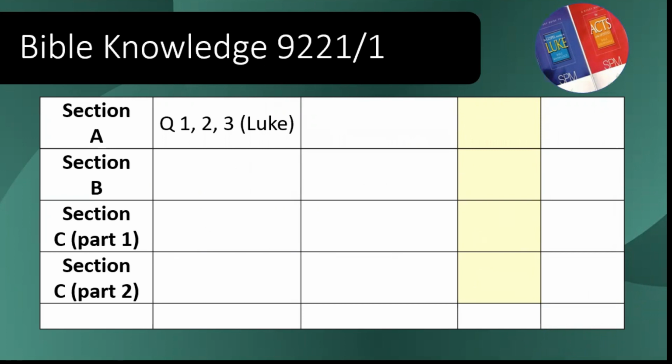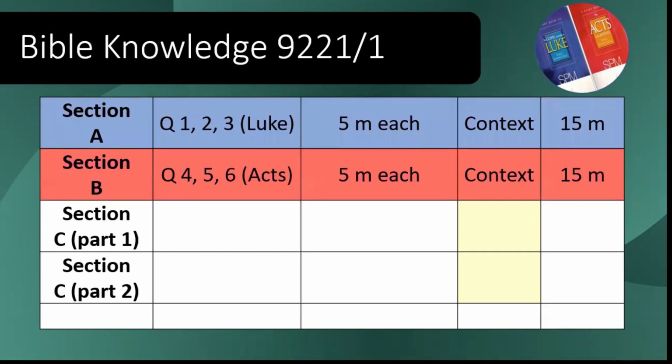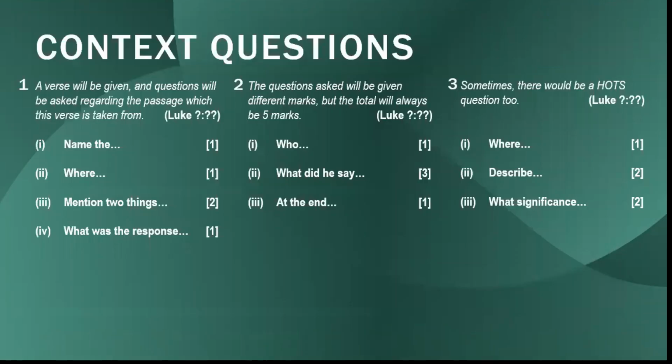The first section A is a context question. There are 5 marks for each question to a total of 15. Section B is for Acts. It is similar to section A, also 5 marks each, also context question 15 marks. So you can see that section A and section B, they are identical. It's just that one is being asked from Luke and the other one is being asked from the book of Acts. So these are some examples.